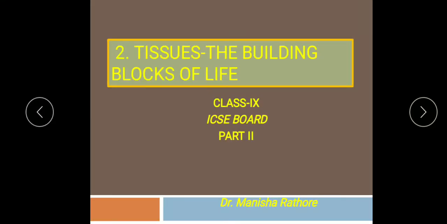In the previous part of this chapter you have studied plant tissues. Hope you understood it well, all the types of plant tissues and their structure and function. Now in this part we are going to study animal tissues, their classification and the structure and the function as well as their location also.